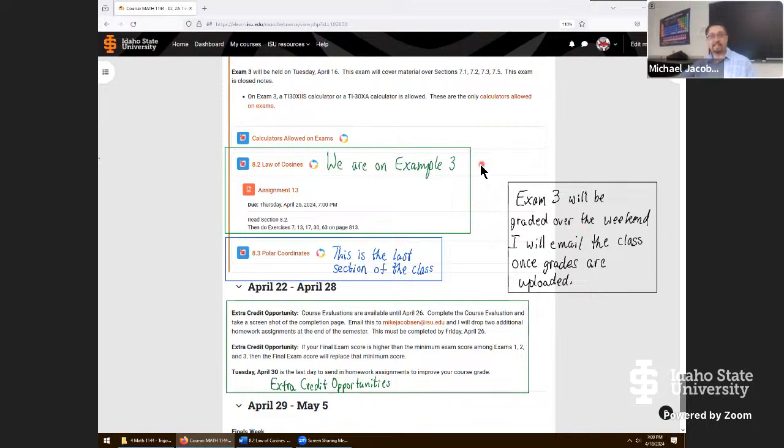Also, what we have going on is we're just about to finish section 8.2, and 8.3 on polar coordinates, that's going to be the last section for the entire semester. So this is a pretty interesting section as well.